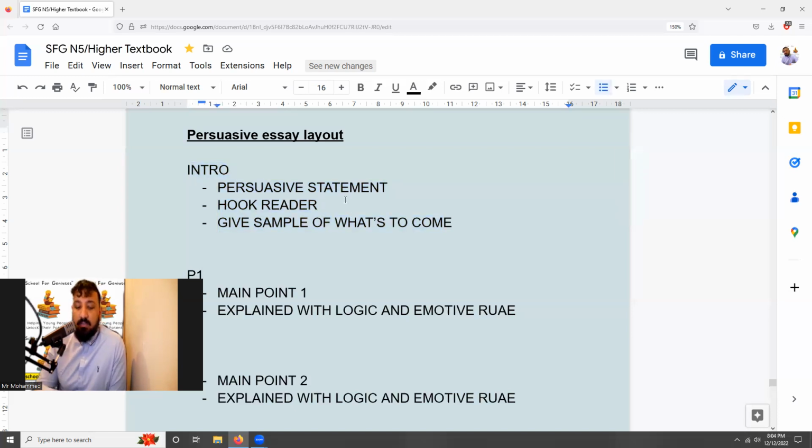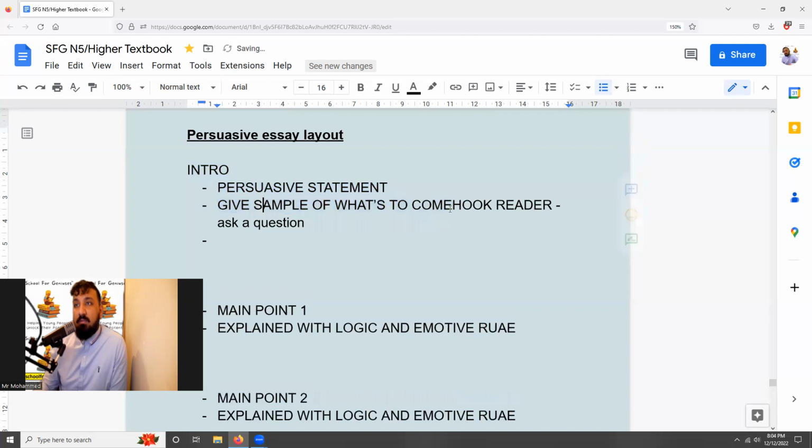Now, the second thing is you want to hook the reader, and the easiest way to do this is to ask a question. Actually, I'm going to flip the order of these. It's okay if you do it in this order, if you already have it written down, it's not a big deal, but this is a bit simpler. I'm going to get to the hook in a minute.